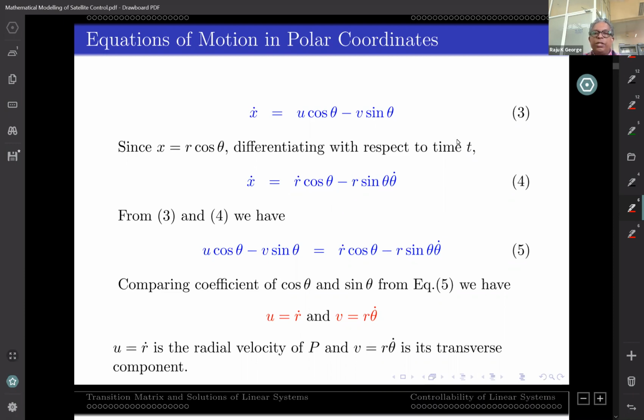So from equations 3 and 4, you can equate these two. u cos theta minus v sin theta is the same as r dot cos theta minus r sin theta theta dot. Comparing the coefficients of cos theta and sin theta, from equation 5 we get u is equal to r dot and v is equal to r theta dot. So u is equal to r dot, the radial velocity of P, and v is equal to r theta dot, the transverse component of the velocity. So we got the velocity in terms of the polar coordinates.